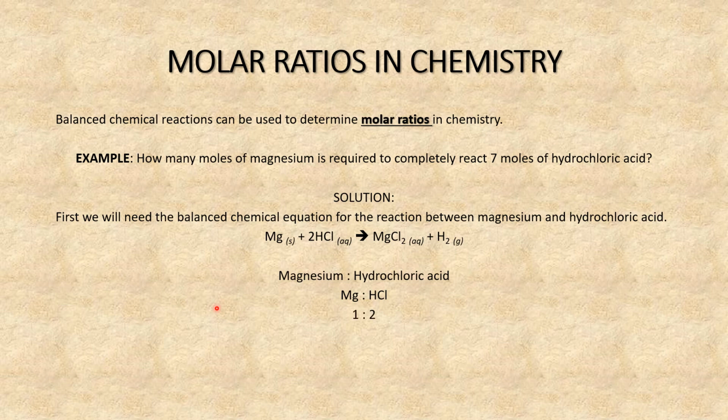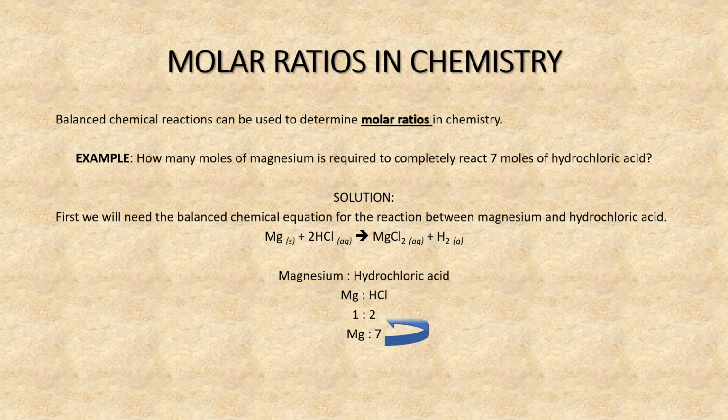And the ratio that is relevant here is from the balanced chemical equation. So the imaginary 1 here and the 2 gives me my ratio of 1 to 2. So the coefficients determine the ratio. Our question lets us know that we're not interested in 2 moles of hydrochloric acid. We're interested in 7. So my new ratio becomes magnesium to 7.